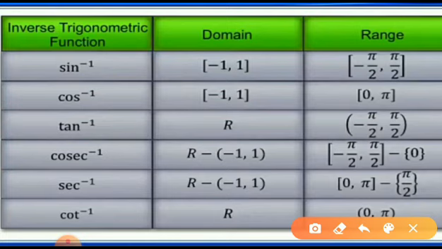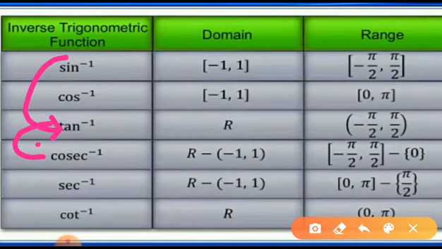Now, see for tan inverse. Tan inverse is always the open interval minus pi by 2 to pi by 2. Why open? Because tan is not defined at 90. And hence your tan inverse will be the open interval minus pi by 2 to pi by 2.